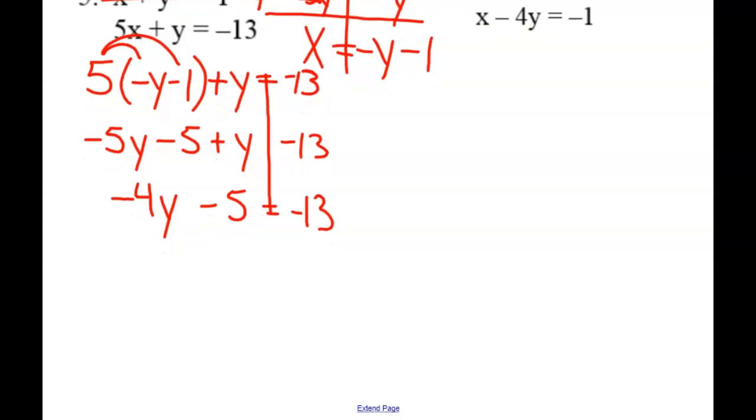Okay? Now what do we have to do? Not yet. Remember, now we're going up on this. We need to get rid of our addition and subtraction first. Add 5 to negative 5. Where else should I add 5, Elijah? Okay, so I have negative 4y. Negative 13 plus 5 is? Negative 8.